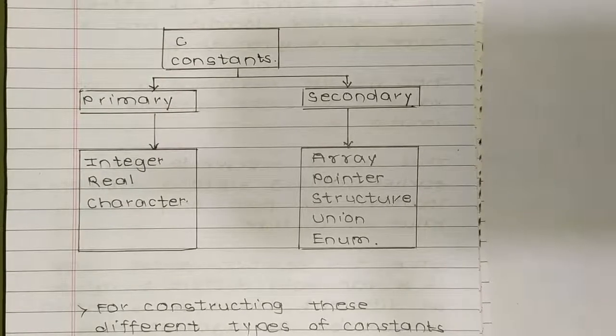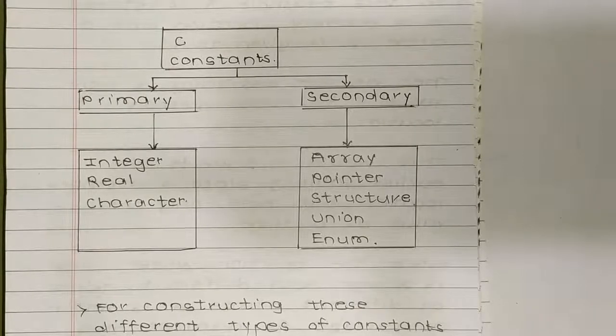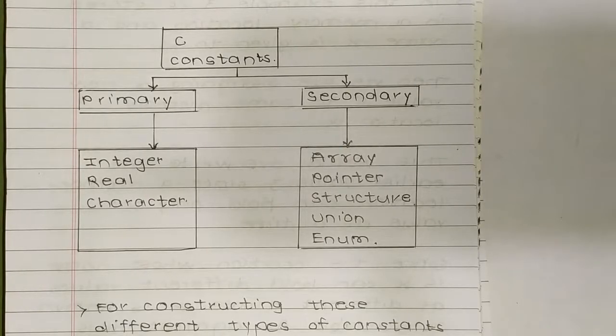In the primary category there are integer, real numbers and characters. In the secondary category there are array, pointer, structure, union and enum. So this is a table for the C constants categories, primary and secondary, the two blocks into which they are divided.